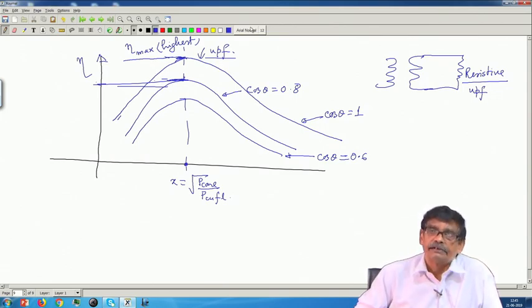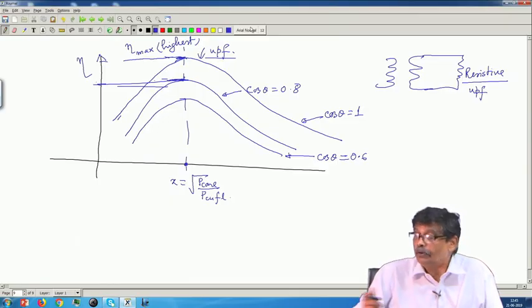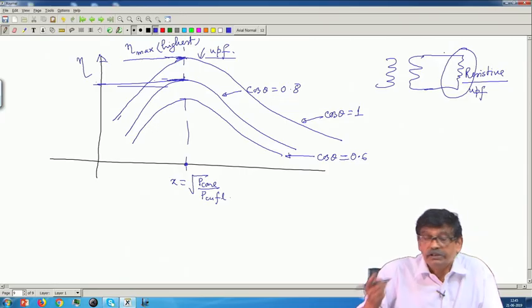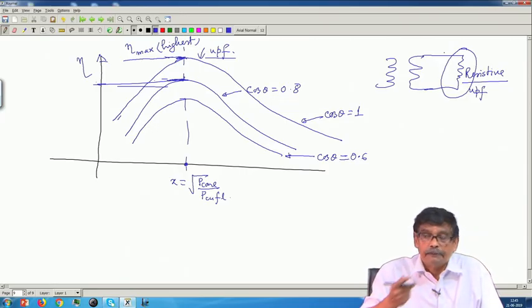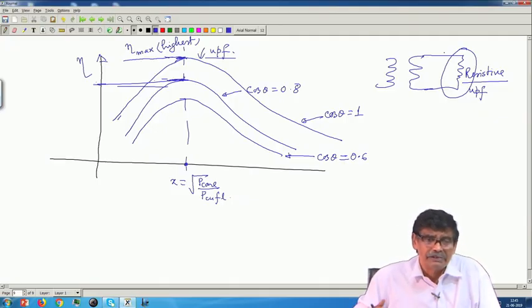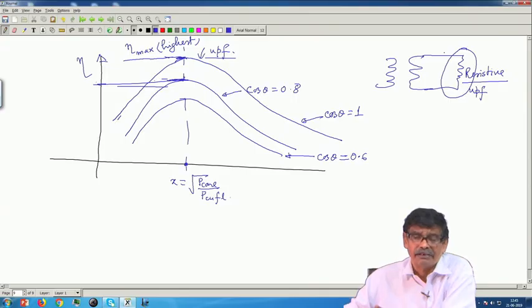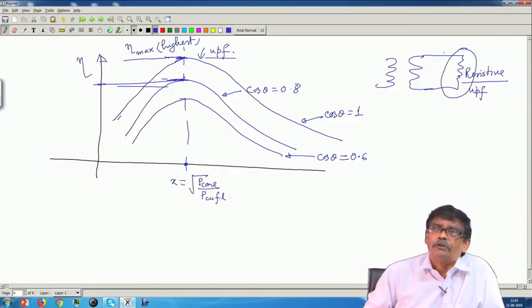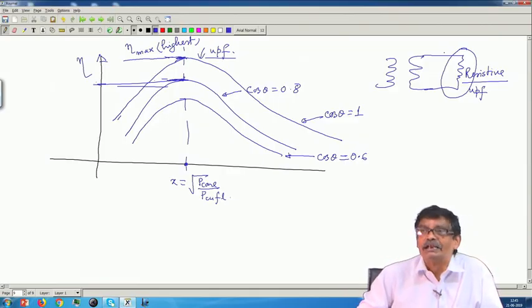But here is a catch. The load on the secondary of a transformer will be several kinds of motors. In industry, this will supply some motors. Motor means RL. There will be other RL type of loads. RL type of loads are the most common loads. That is not in my hand.